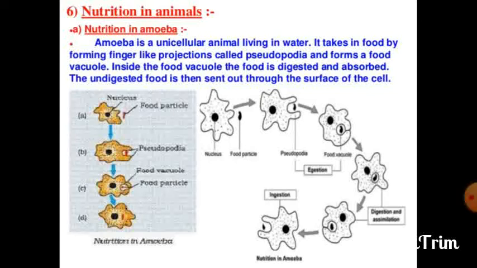After that, it forms a food vacuole. Inside the food vacuole, the food is digested and then absorbed. The undigested food is then sent out through the surface of the cell. This is the nutrition in the amoeba.